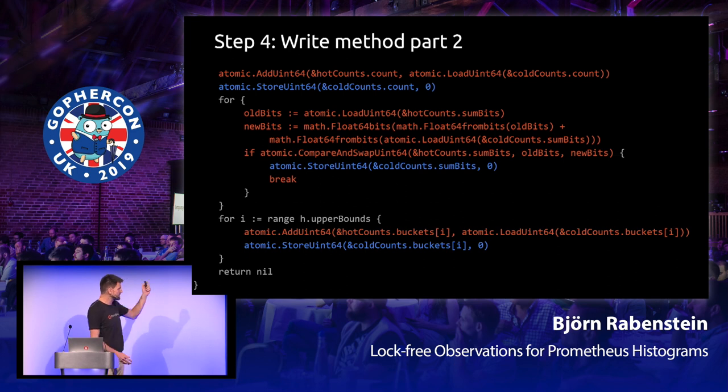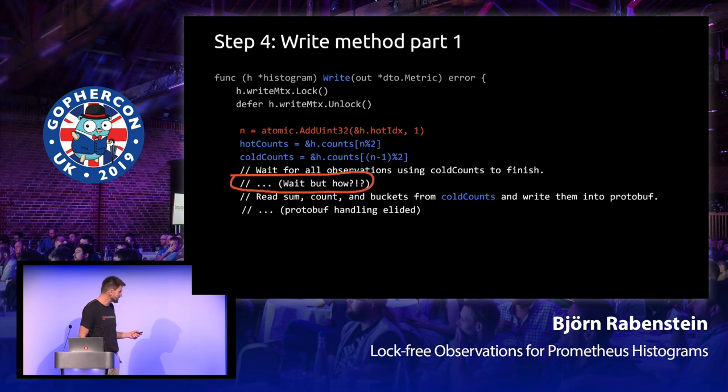There's a bit more. This looks super complicated, but it's actually very trivial. I have to reset the cold counts so they can be used in the next swap, and I also have to update the hot counts to include all the values from the cold counts because we want to continue counting. That's all fine to do in atomic operations here. So this is just doing that, right? Very easy. Okay, now, wait, but how do we wait for the observations to finish? That's the tricky part.